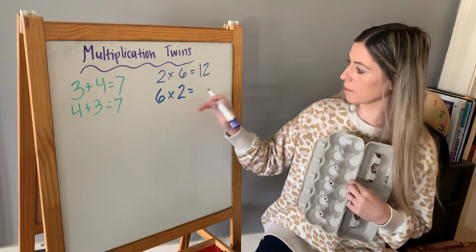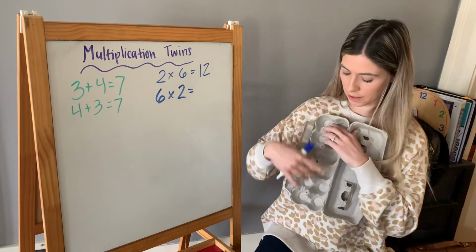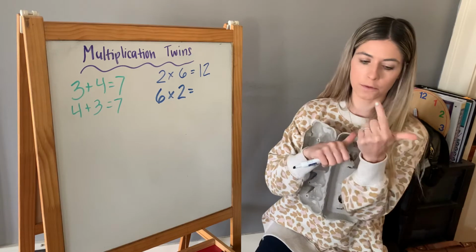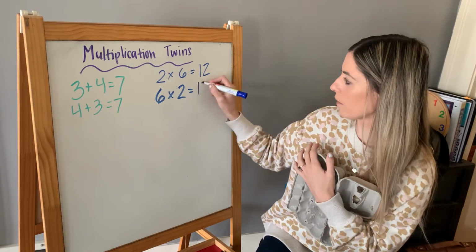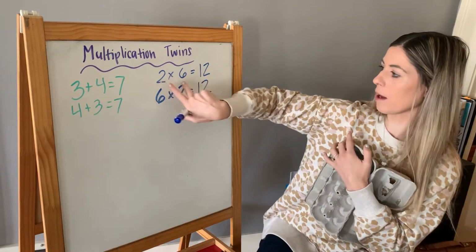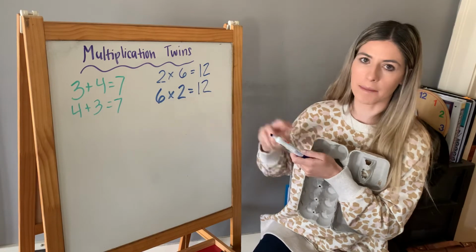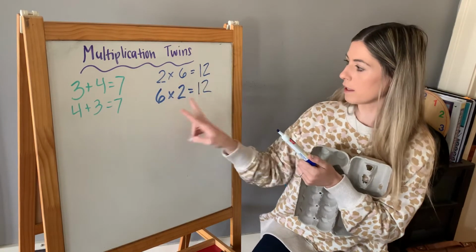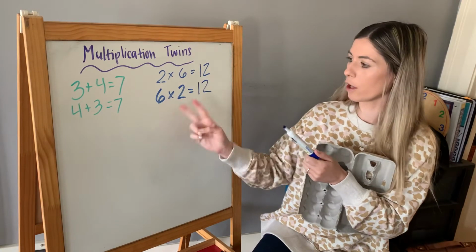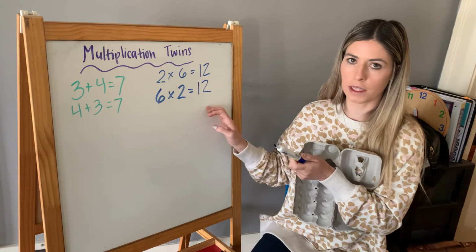Did I change the number? No. 6 times 2. So if I was going to count it on my fingers instead of counting all of them, I could go 2, 4, 6, 8, 10, 12. My answer is still 12. So even though these two numbers that I multiplied switched spots, it's still the same answer. That is a multiplication twin. They work the same. It doesn't matter what order when we're multiplying. The answer is still the same.